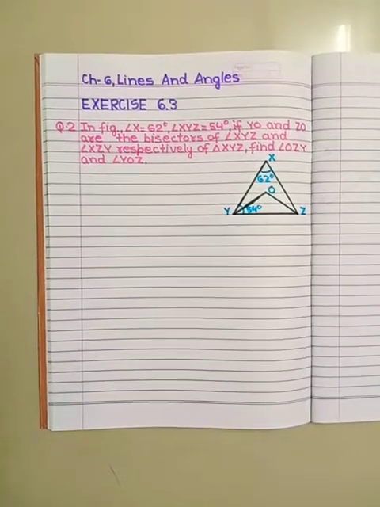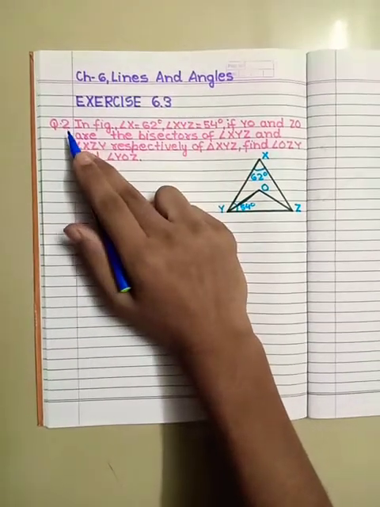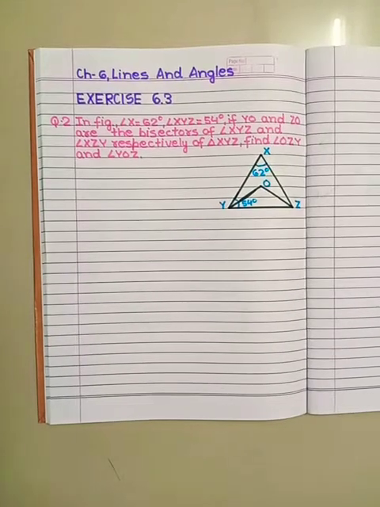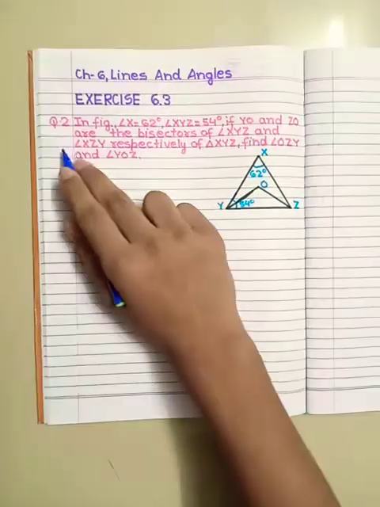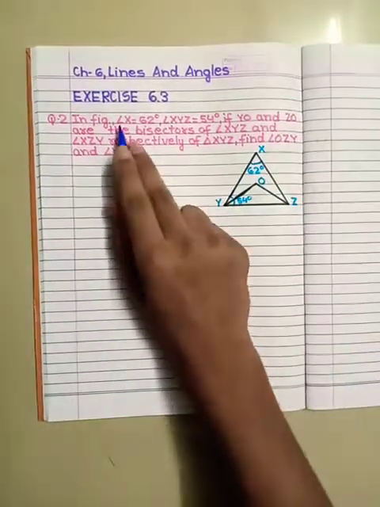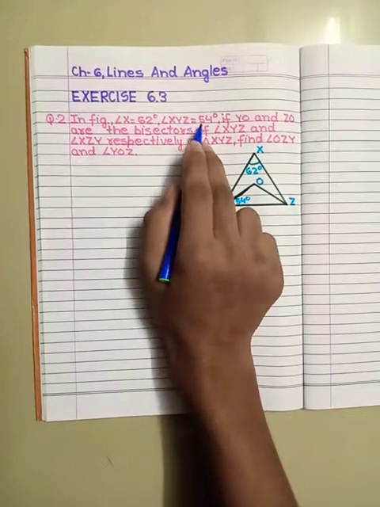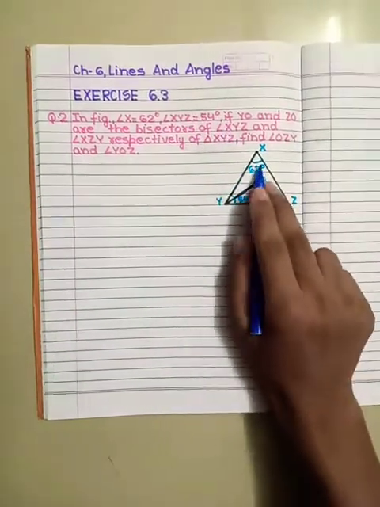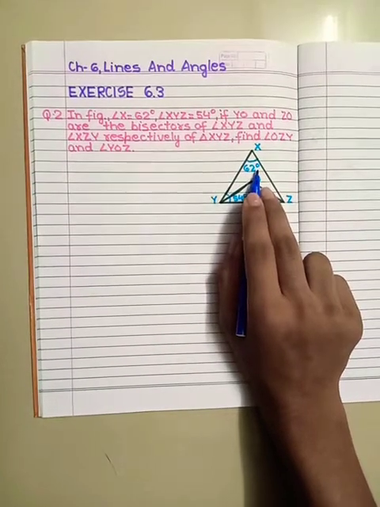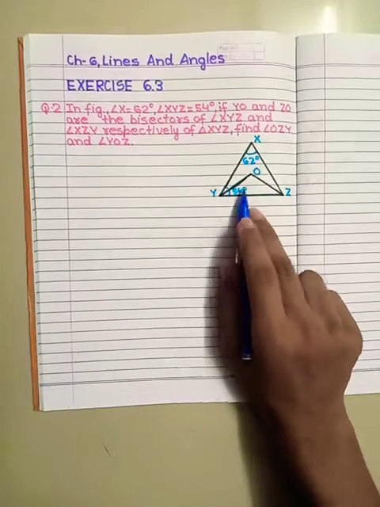In this video, we are going to solve exercise 6.3 question 2 from the chapter Lines and Angles, class 9 CBSE syllabus. So our question is, in figure, this is the figure of triangle XYZ. Angle X is equal to 62 degrees, and angle XYZ, this complete angle, is 54 degrees.